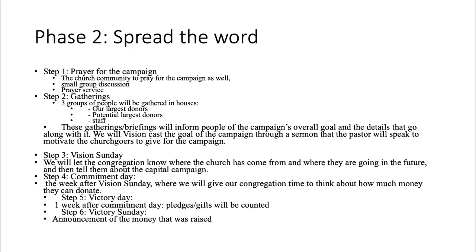Step 4 is Commitment Day. The week after Vision Sunday, we will give our congregation time to think about how much money they can donate. Step 5 is Victory Day. 1 week after Commitment Day, we will have pledges and gifts that will be counted. Step 6 is Victory Sunday, announcement of the money that was raised.